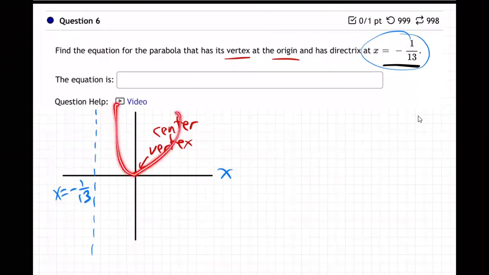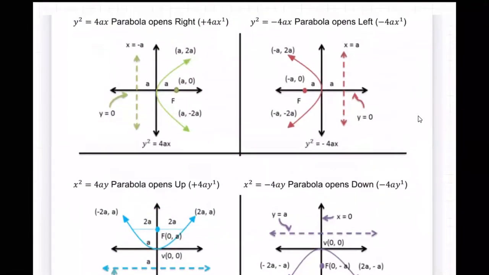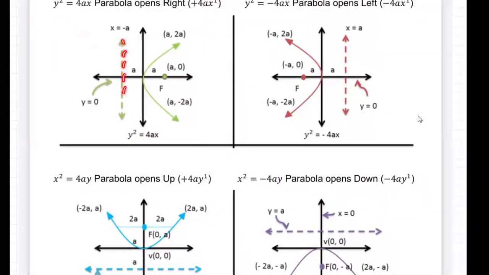So could the branches be going up? No way. Could it be going down? No way. Could it be going left? No way. It's got to be going right. How do I know? Because the directrix line is always behind the parabola. Look at the pictures. Let me show you the 4 pictures from the notes. See how the directrix line is always behind the parabola. The focus point is inside the branches. The directrix line is behind.